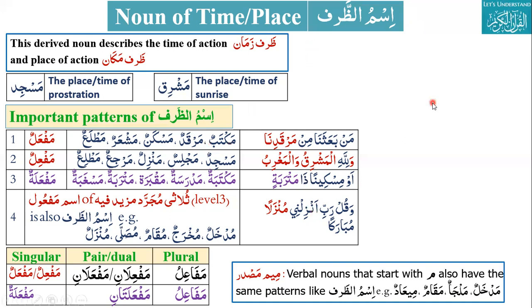Okay, let's take some examples. The first example is man ba'asana mim marqadina. So who is going to tell us? Brother Javed. Bismillah. Man ba'asana mim marqadina. In this one, the word marqadina is the one that we're looking for, zarf makan, zarf zaman. Marqad is grave. So, our graves.